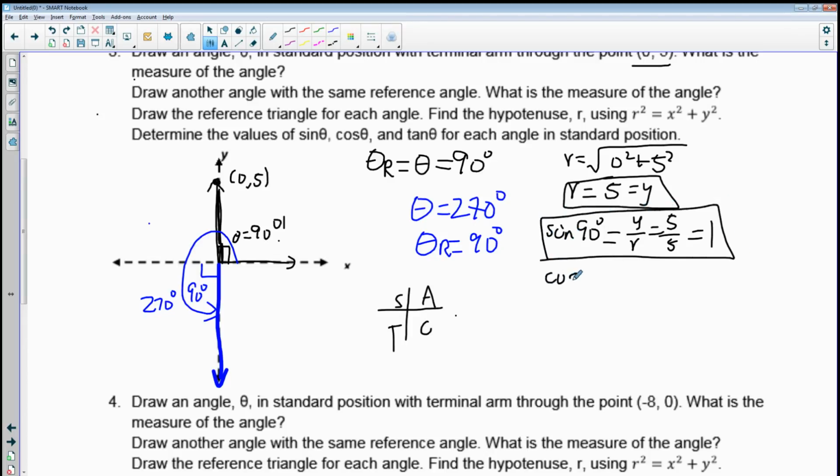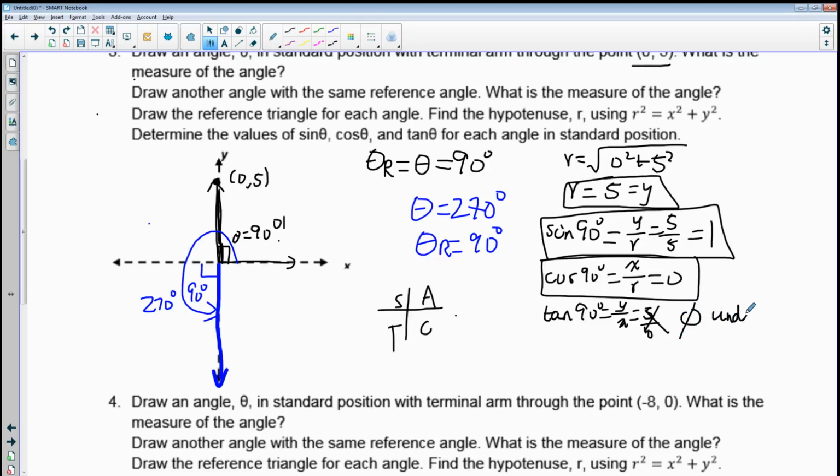Cos of 90 degrees is x over r, but x is 0. So it's 0. Cos is 0. That solves the problem, right in between positive and negative. But what about tangent? Tangent is y over x, but y is 5 and x is 0. Dividing by 0, no. So it's actually undefined. The symbol means undefined, or the empty set.